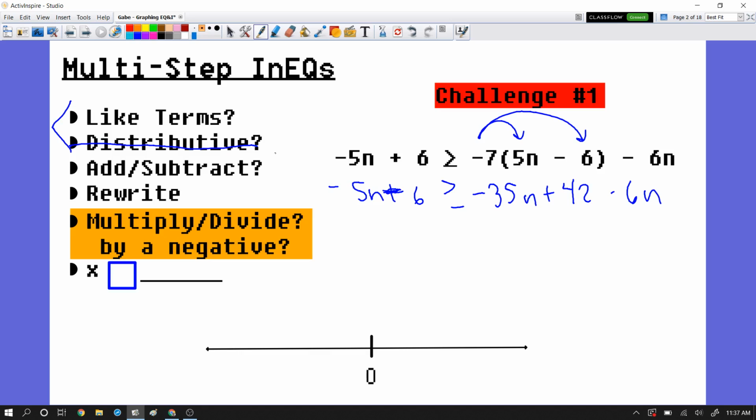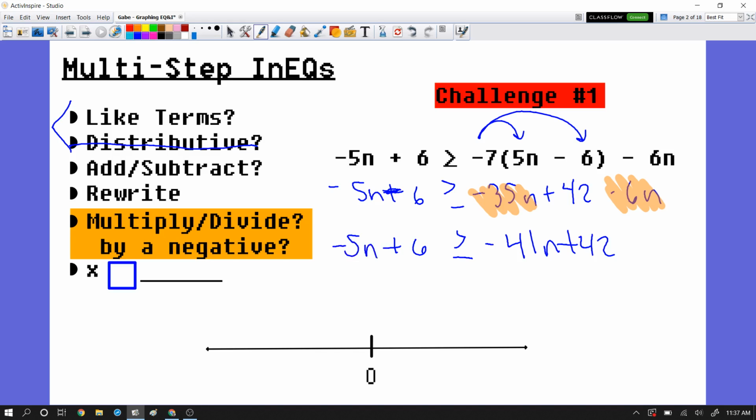Like terms. I see a like term here and here. I can put those together, and negative 35 plus negative 6 will give me negative 41n plus 42. So this is just using the rules of all the stuff that we've done. Yes, it's ridiculous. I get it.